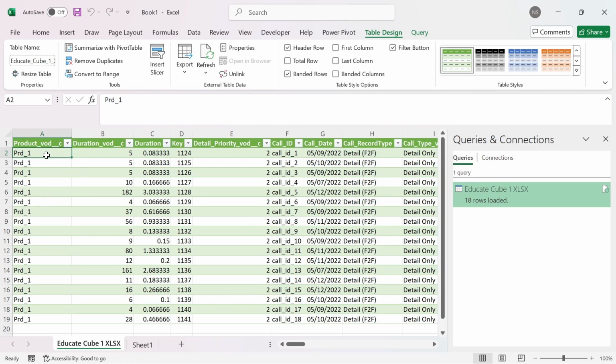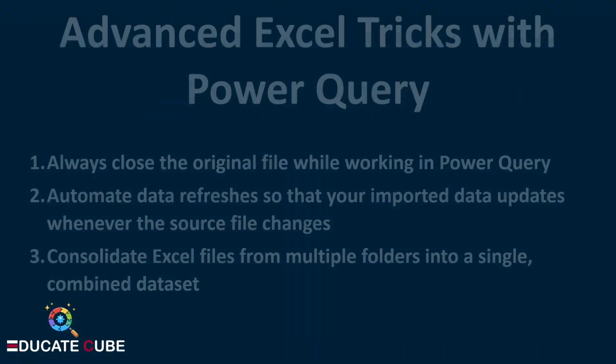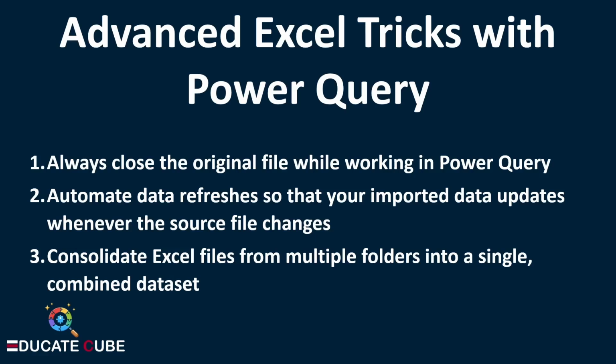Now, if you want to take your Power Query skills to the next level, here are a few advanced Excel tricks with Power Query. First, always close the original file while working in Power Query. If the file is open and you are trying to work in Power Query, it will throw an error. Second, automate data refresh so that your imported data updates whenever the source file changes. Third, consolidate Excel files from multiple folders into a single combined data set. Okay, we will be covering this in our coming video.